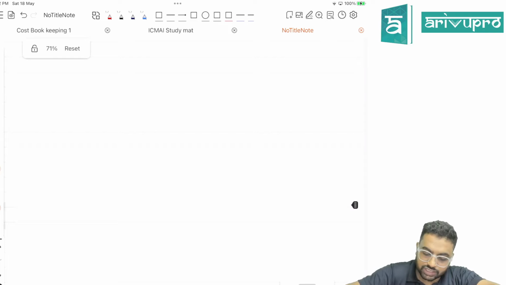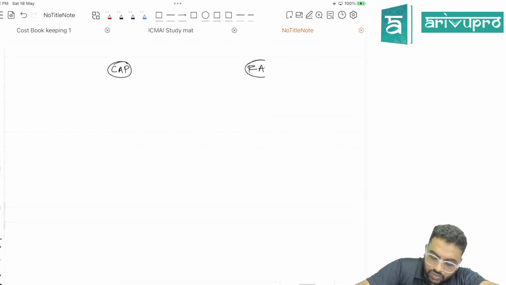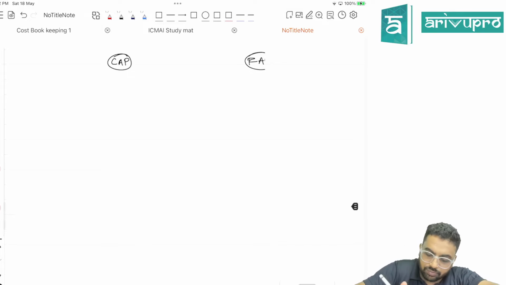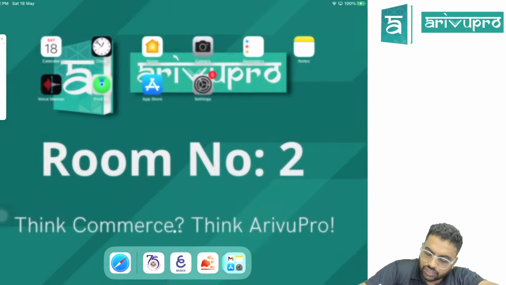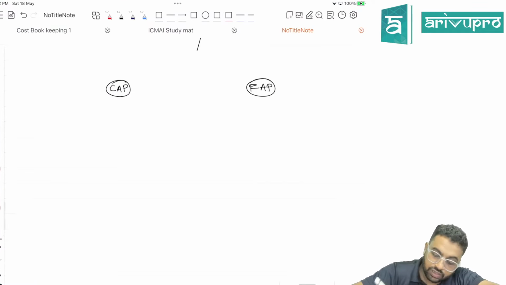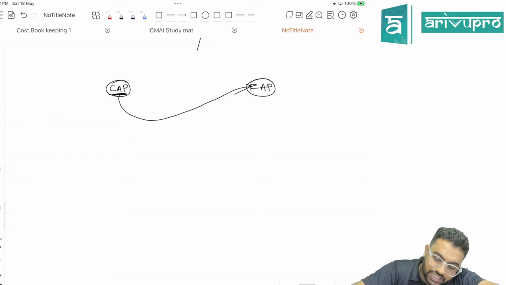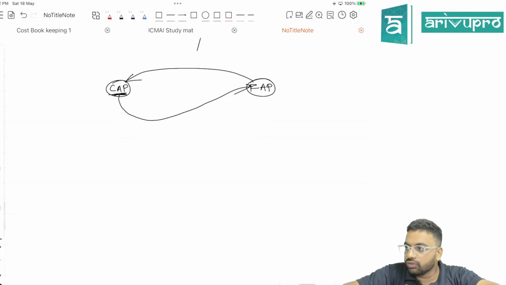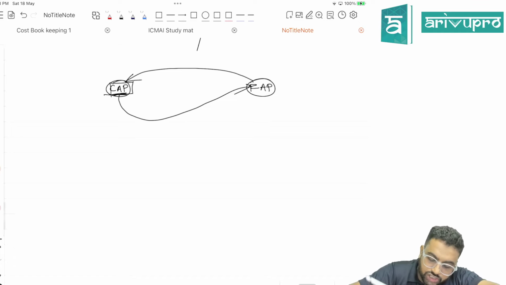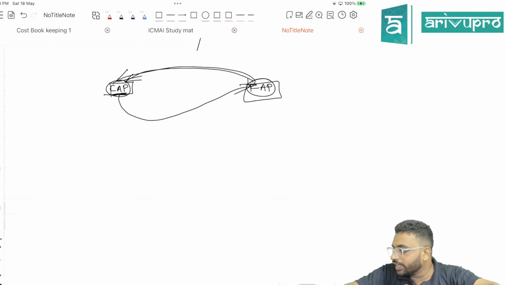What are we going to do in reconciliation? Very simple. You can start with the cost accounting profit or the financial accounting profit. If we start at cost accounting profit, after reconciliation we should end at financial accounting profit. If we start at financial accounting profit, we should end at cost accounting profit.